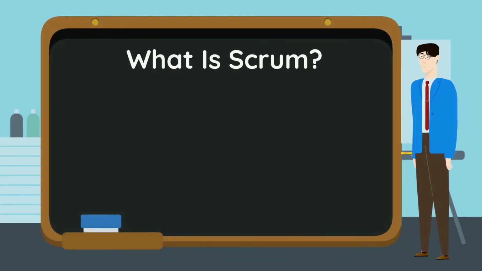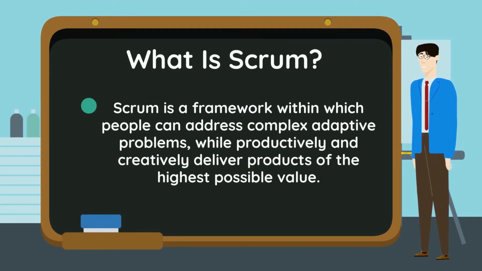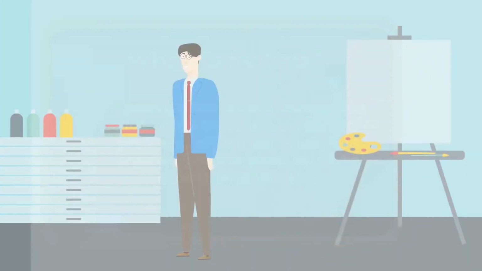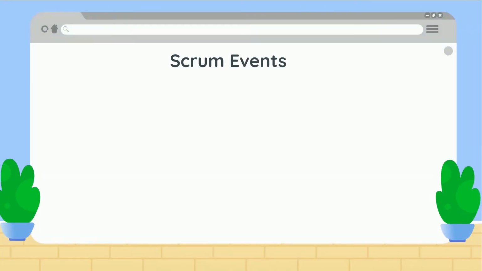Now let's jump to what is Scrum. Scrum is a framework within which people can address complex adaptive problems while productively and creatively delivering products of the highest possible value. There are 5 Scrum events to help us work efficiently and closely together, as well as to improve our knowledge and become more effective in the future.